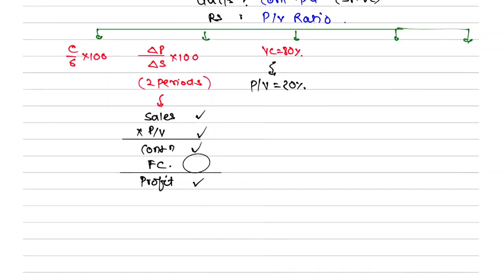Yeah, again there is one more formula, sir. If I talk about BEP, what is the formula? BEP is fixed cost divided by PV ratio. So PV ratio can be fixed cost upon BEP, and to convert that into percentages, I can say into 100. So you will get the value in percentages. Clear with this?